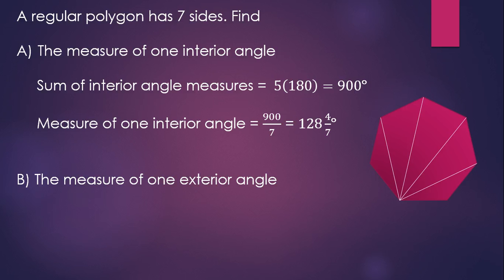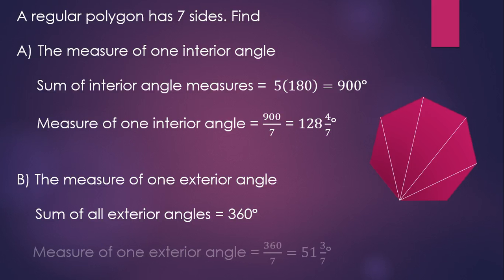Now for the exterior angles, we need to remember that for any polygon, the sum of all the exterior angles is 360 degrees. And since this is a regular polygon, all 7 exterior angles are congruent, so the measure of one exterior angle is 360 divided by 7, or 51 and 3/7 degrees.